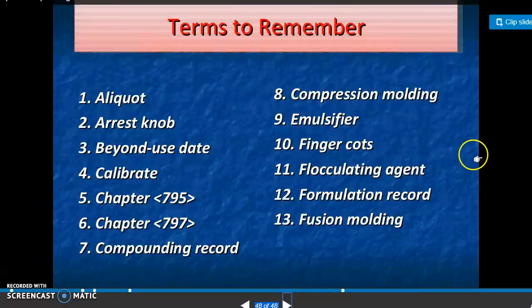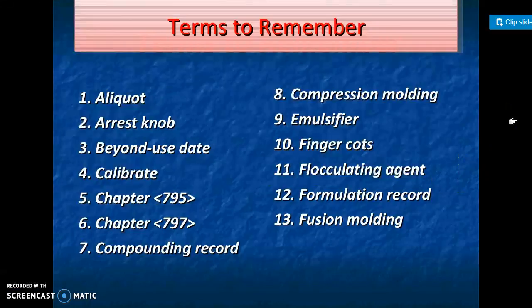And finally, there are certain terms that you should remember. It's very important. Aliquot, levigation, beyond use date, calibrate, chapters 795 and 797, compounding record, compression molding, emulsifier, Brinell, flocculating agents, formulation record, and fusion molding.